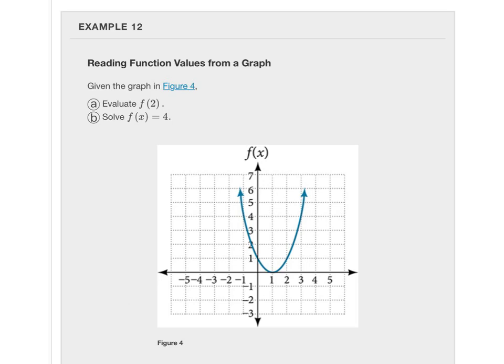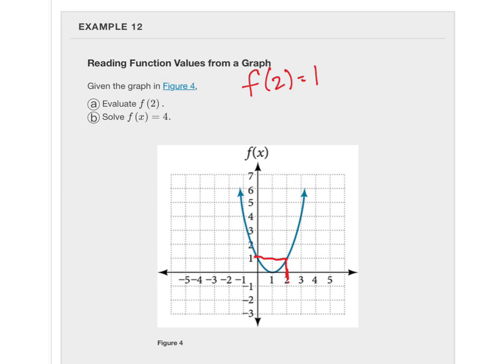Well, let's try it on a graph. This is example 12. So can I do the same thing by looking at a graph? It says evaluate f of 2. That means what is y when x is 2? What is the output when x is 2? So I go over to x equals 2, and I slide up to the y value there. 1. So f of 2 is 1. Any questions on that? Okay.